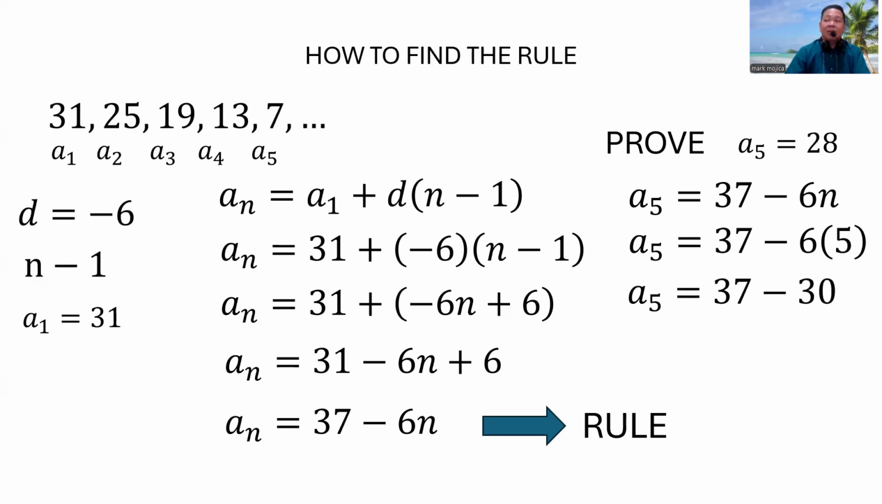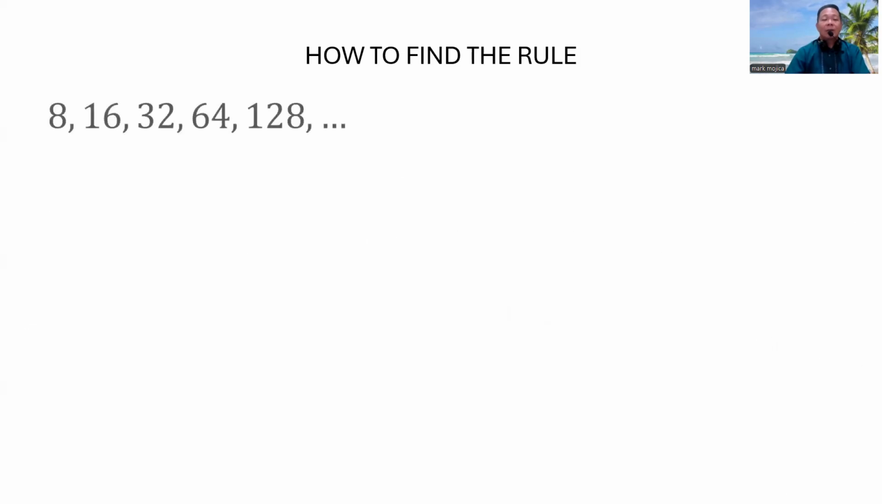So 37 minus 30 is equal to 7. So ang a sub 5 natin is 7. Therefore, we can now conclude that our rule here is definitely the correct rule. The next problem is medyo kakaiba.